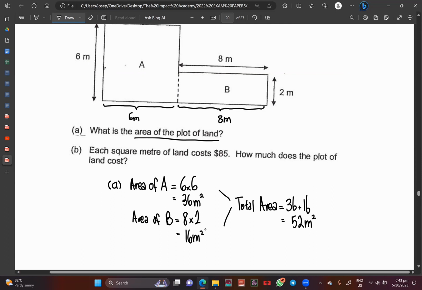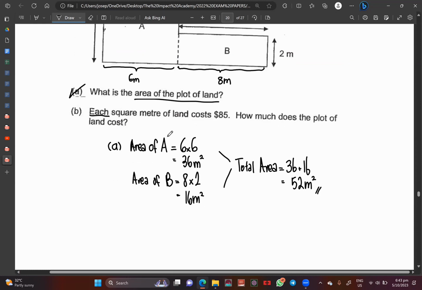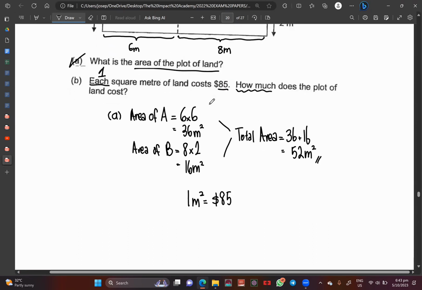So this is something that all of us will be able to solve, correct? But it is the B that is a little confusing, correct? Now, they say each square meter of land costs $85. What is the meaning of each? Each means one. Agree? So 1 meter squared is equal to how much? $85. Agree?